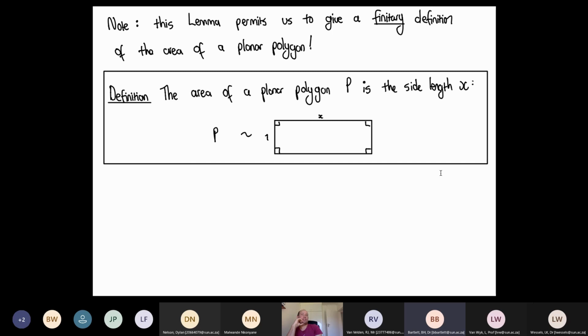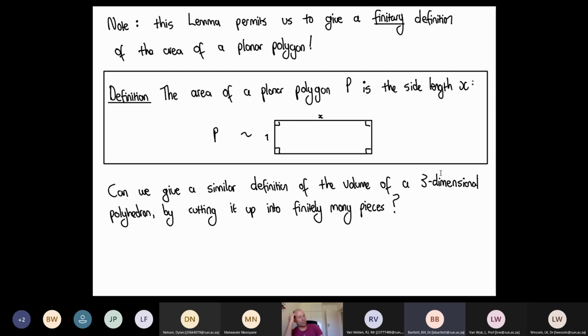So let me just stress that again. I could now give a new definition of area of a polygon. I could say, take your polygon and find some other rectangle which is scissors congruent to it, which has one of its sides equal to 1. Then the length of the other side, that's what we define to be the area of your original polygon. Okay, so that's a finite definition because it involves finitely many steps.